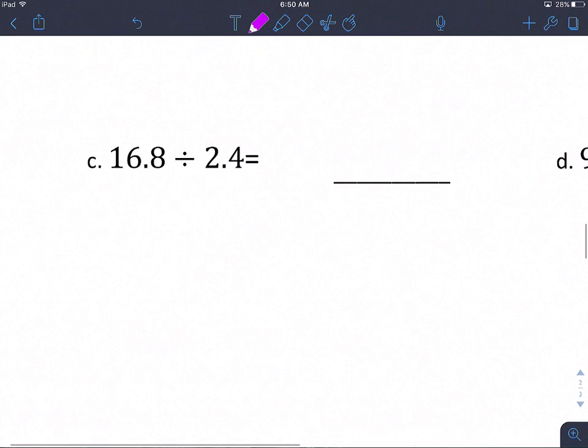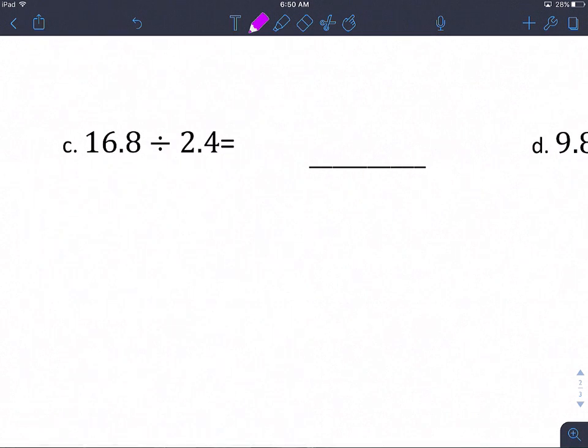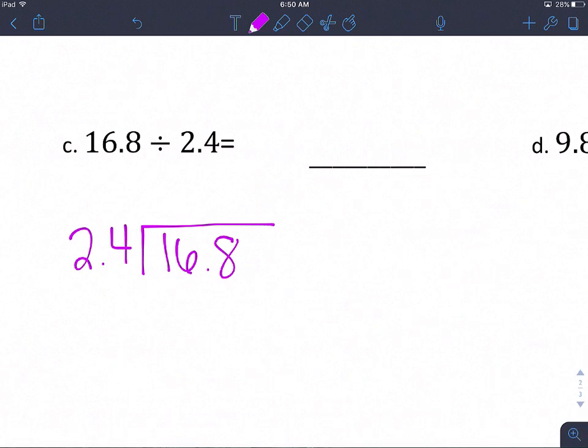All right, now for decimal division. Now the thing that we need to remember with decimal division is that the first number goes on the inside of our fraction bar when we rewrite this. So I'm going to put 16.8 inside, 2.4 outside. And let's see here.